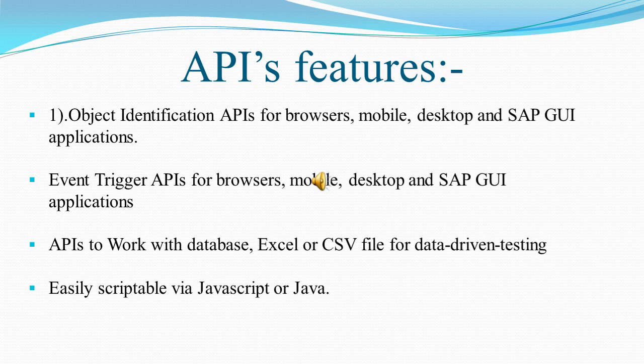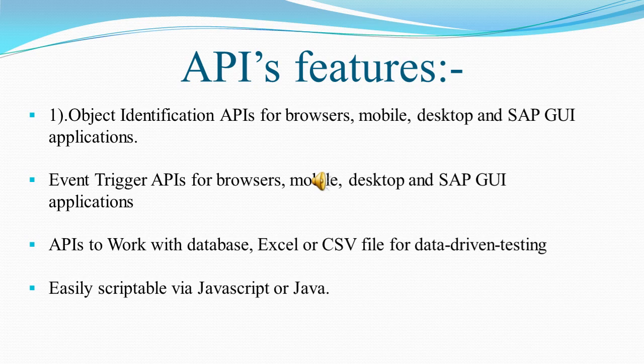Now coming to the features of APIs. There are APIs to work with databases, Excel or CSV files for data-driven testing. They can directly invoke Java code from scripts. This is used to access databases, read PDF files, connect to another machine via SSH, etc. It is easily scriptable via JavaScript or Java.